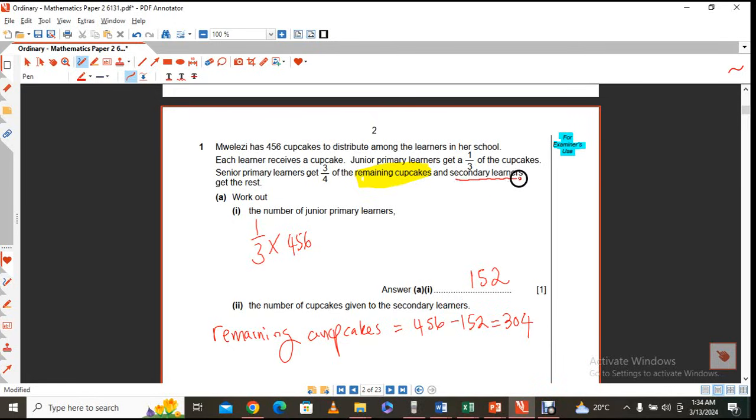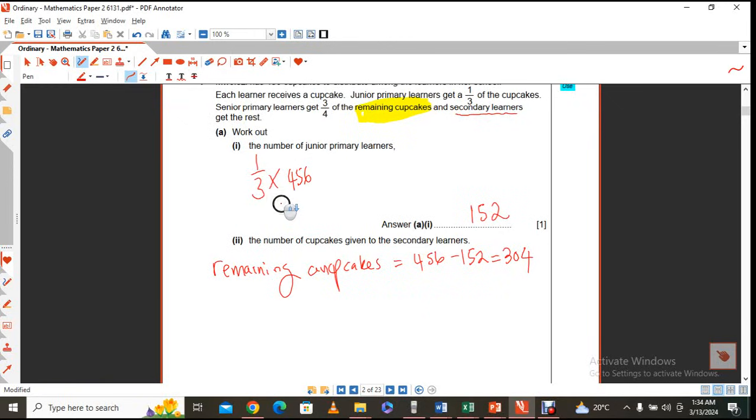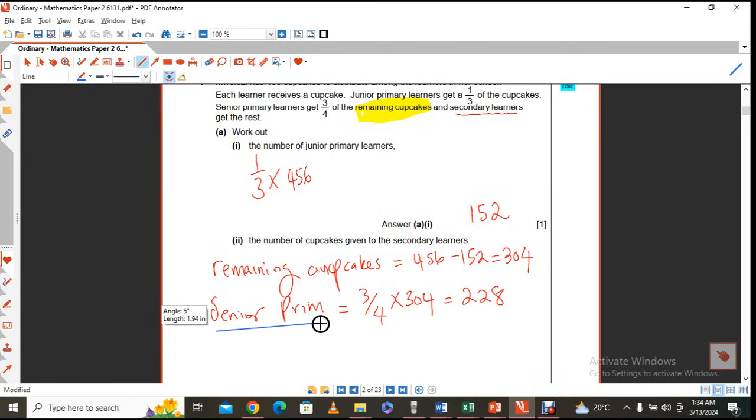And that 304 is going to come in handy because now they say the secondary learners get the rest. So let us first determine how many cupcakes the senior primary learners get. They get 3/4 of 304. And if you calculate that, you get 228. What else do we know? We know that that is the senior primary. We also know that the junior primary received 152 cupcakes.